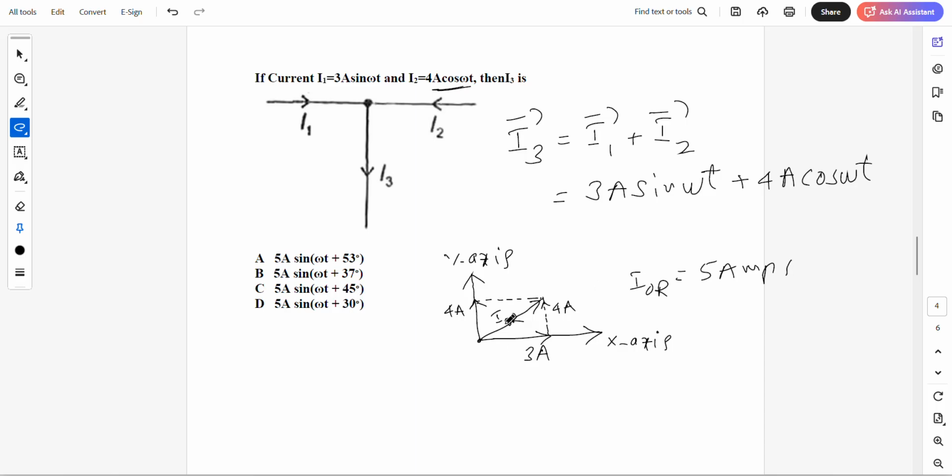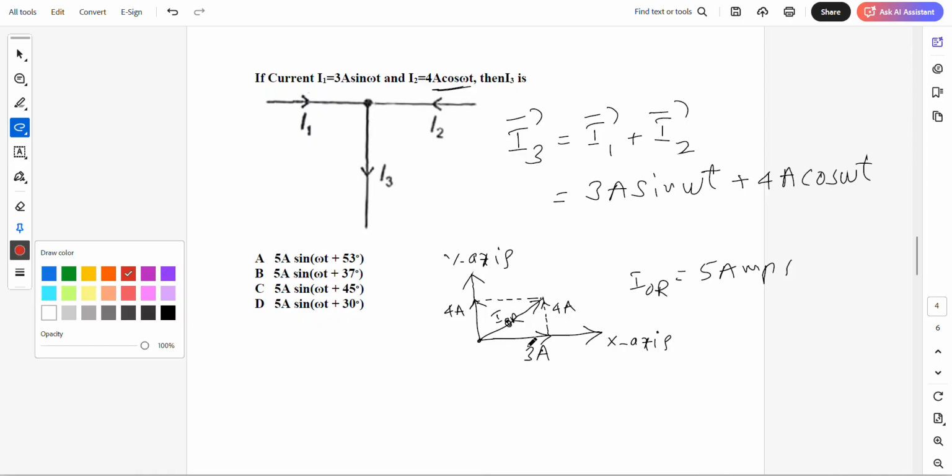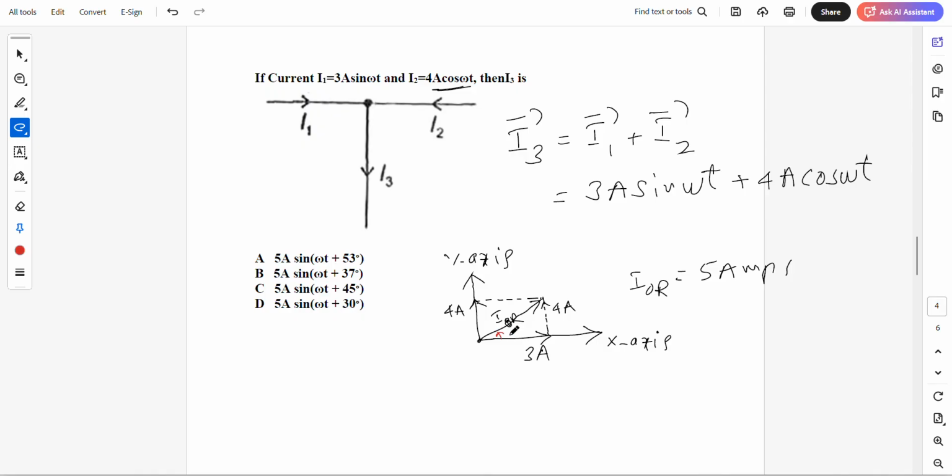What is the angle? This is the resultant vector, the resultant amplitude. Resultant amplitude is how much? 5 amperes. How to calculate the angle? This is the angle, I can call this delta. Tan delta is equal to opposite by adjacent, which means 4 by 3. And we know very clearly that delta will be equal to 53 degree. You have to remember this one. If tan delta is equal to 4 by 3, delta will be 53 degree.